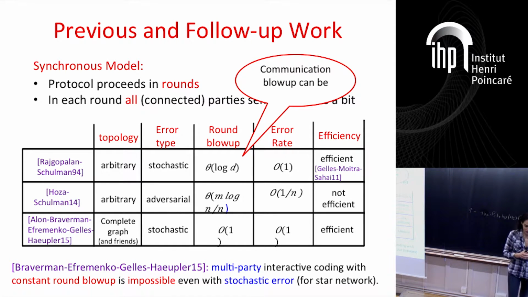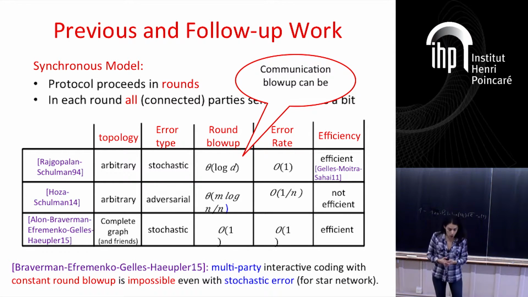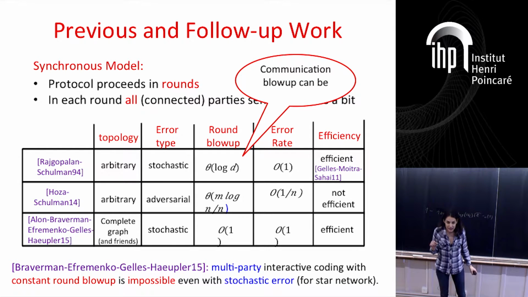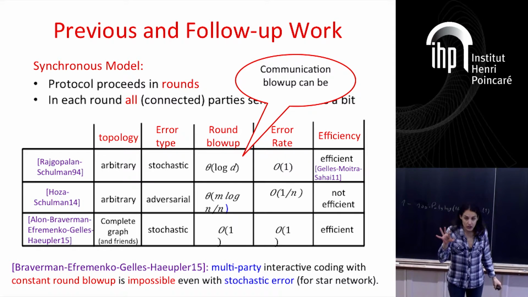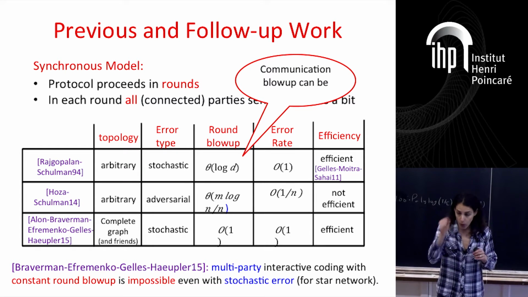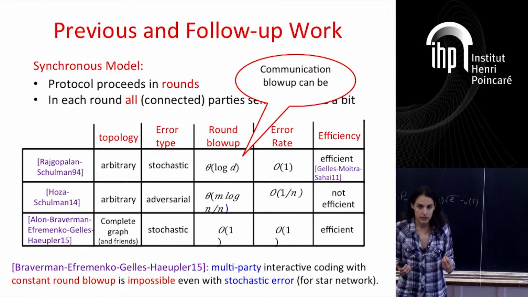Now back to your question about Klim's results. Klim showed yesterday, he presented a very nice work that he has with Braverman et al., where they showed a negative result. They showed that there exists a network, and actually for his, it's the star network, just a star, one party connected to everybody else and that's all, there's no hope to get constant error rate with constant blow-up in communication. There's just no hope to get it.